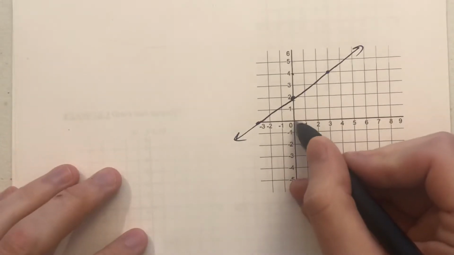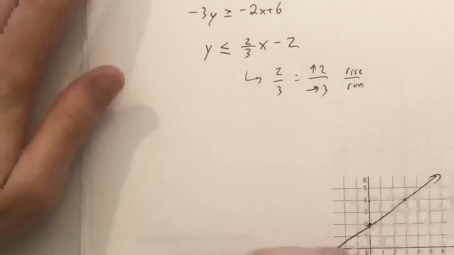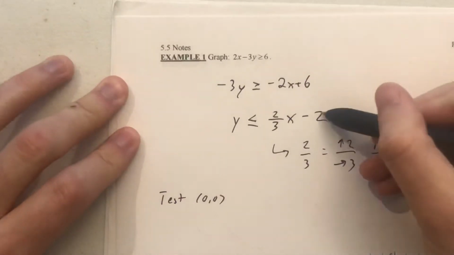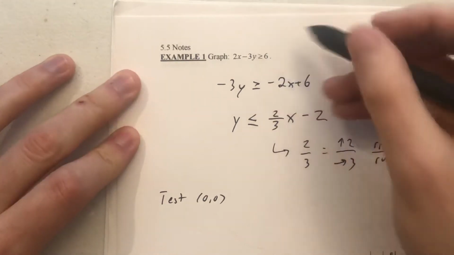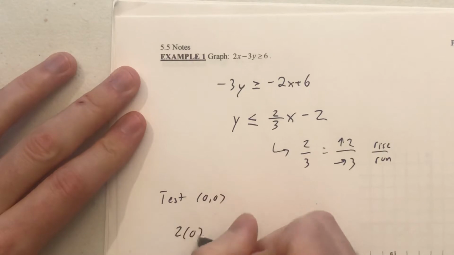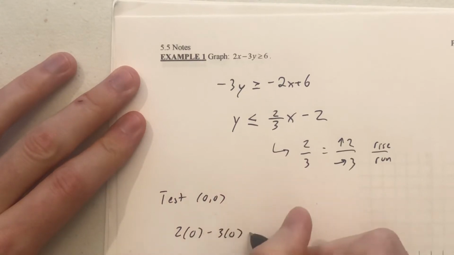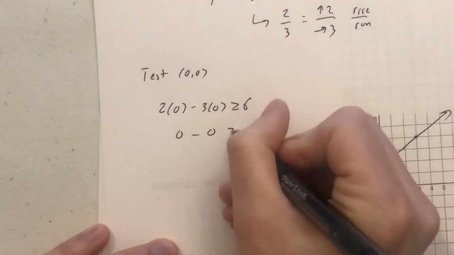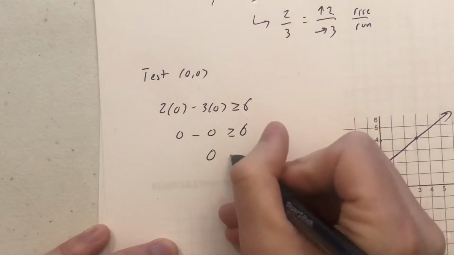Notice here's my test point. I'm going to use 0, 0. It's not on the line. So testing 0, 0, you can test it here or here, whichever form of the inequality you want. So I'm going to plug in the zeros there, which gives me 0 minus 0. So I'm getting 0.